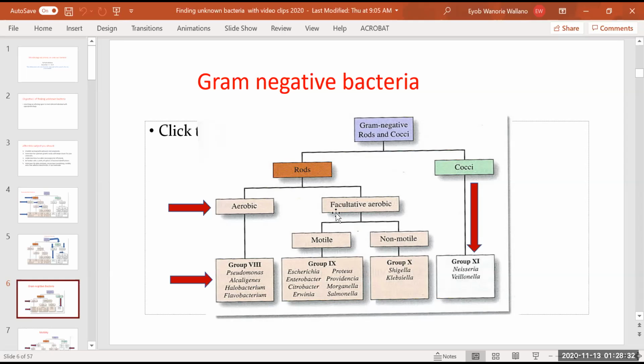For that reason, you need to know it. Proteus and then Escherichia coli. We said 5 already, and then now 6 Escherichia coli, 7 Proteus vulgaris. Now 7. Did we study Shigella? No. Klebsiella? We studied, yes.